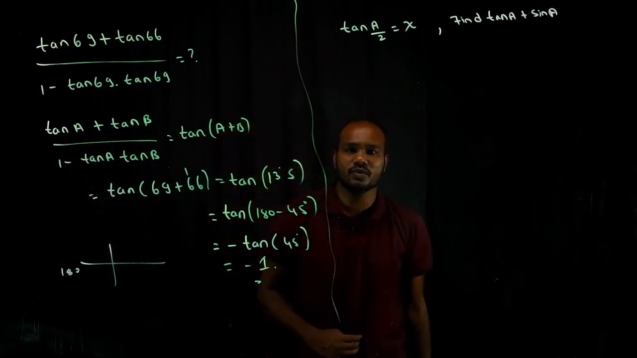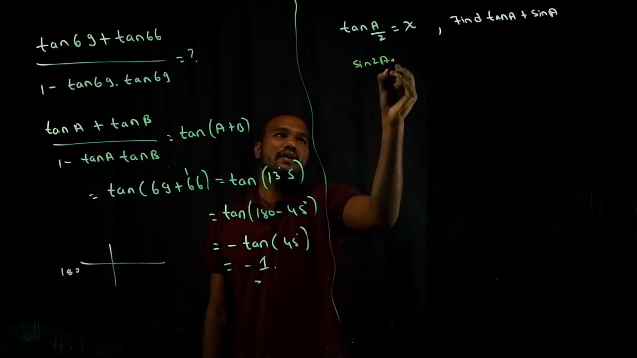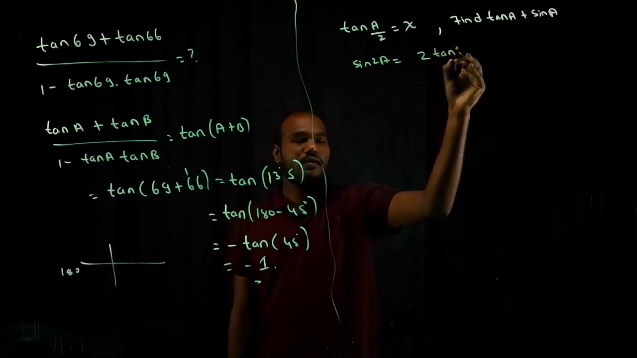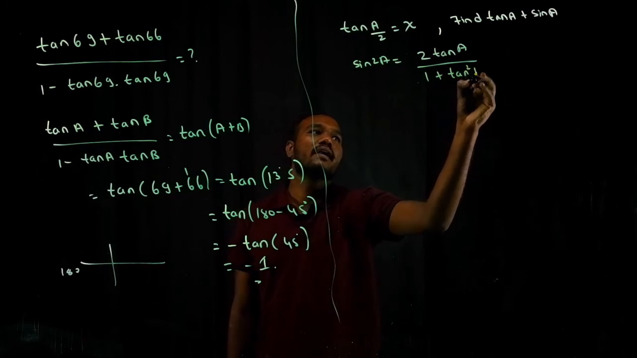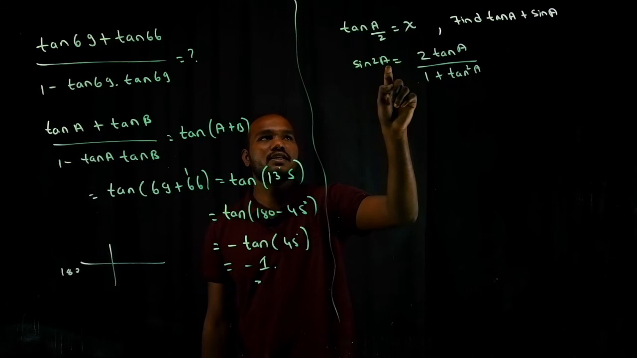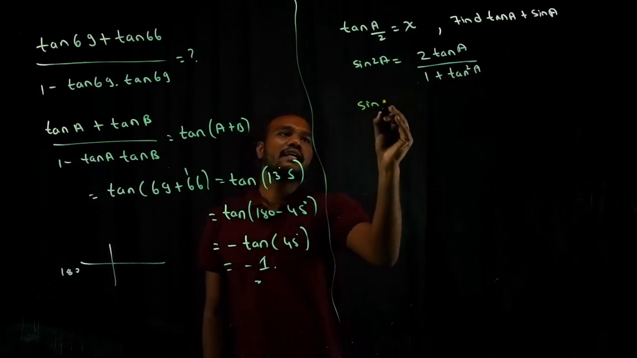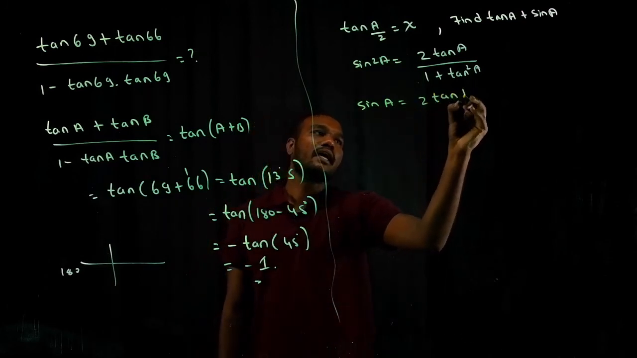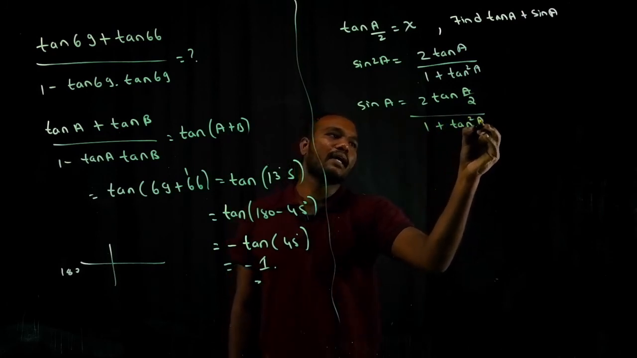To solve the next question, what is the necessary formula? I'll tell you. See, the formula for sine 2a in terms of tan is 2 tan a divided by 1 plus tan square a. Is that good? If there is a 2a, it has become a. So if I take sine a, this will become 2 tan a by 2 over 1 plus tan square a by 2.